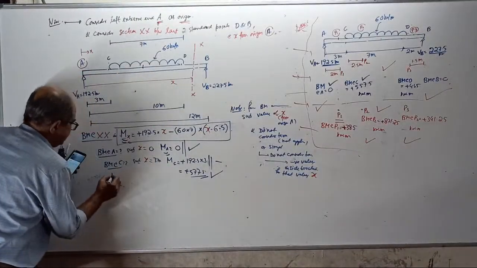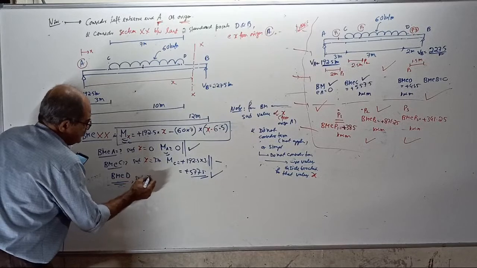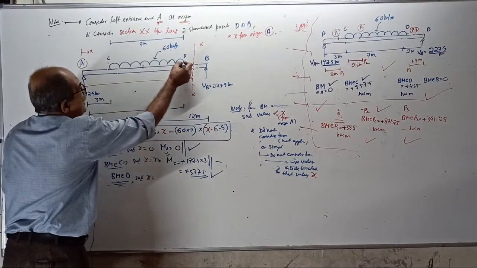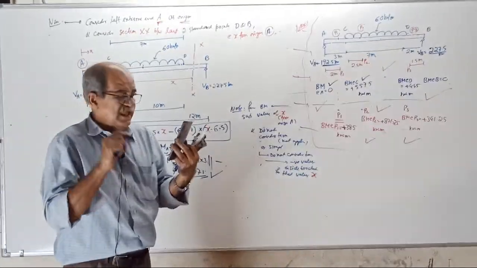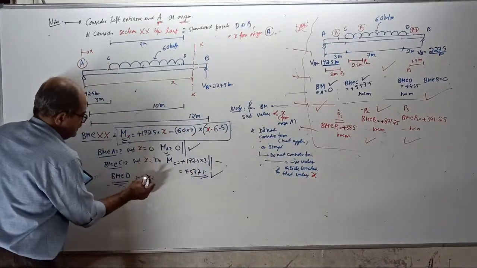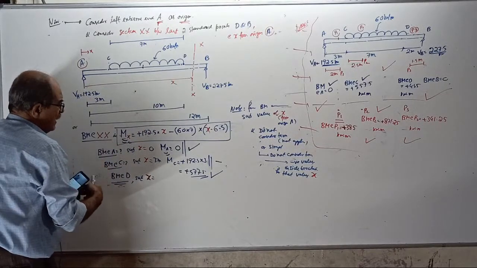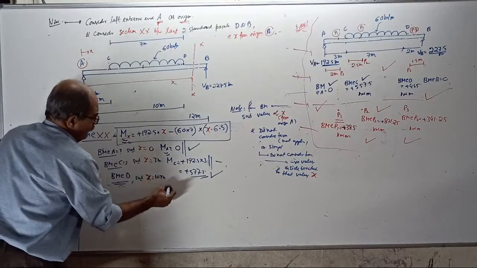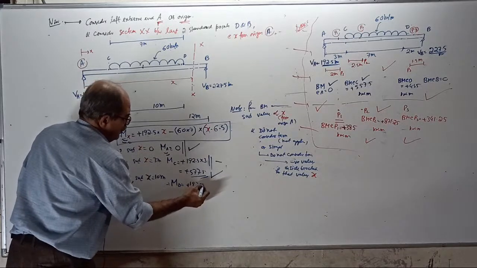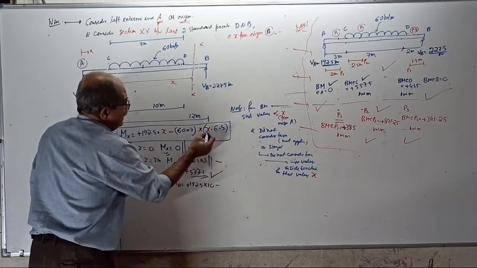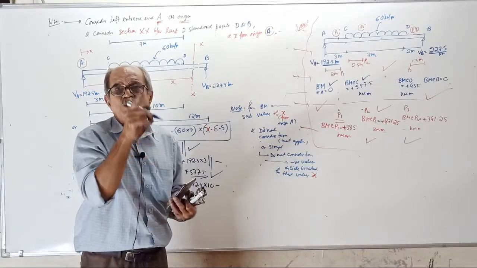Now, to get bending moment at D, substitute x equal to, how much? 10 meter. Therefore, bending moment at D equal to plus 192.5 into 10 minus 6.5, which is positive inside the bracket. Therefore, it is to be considered.